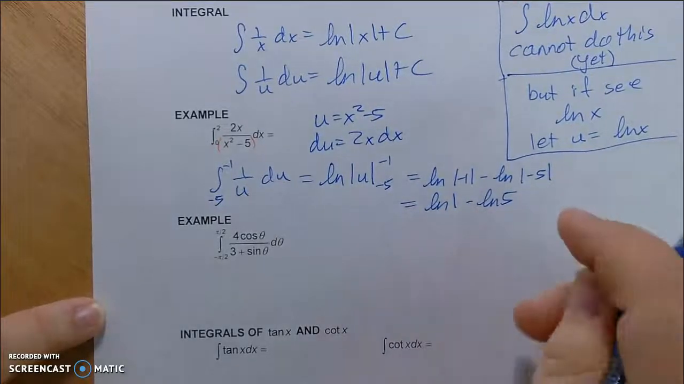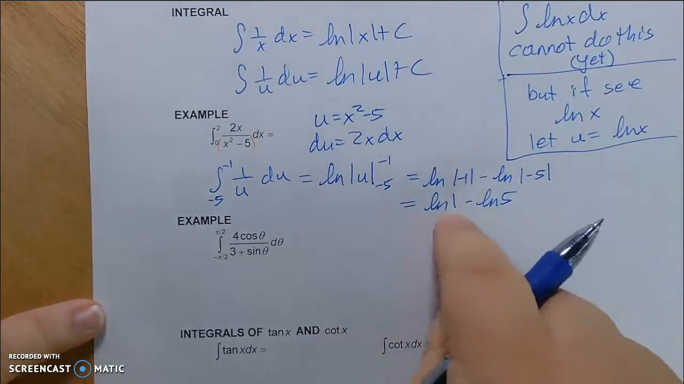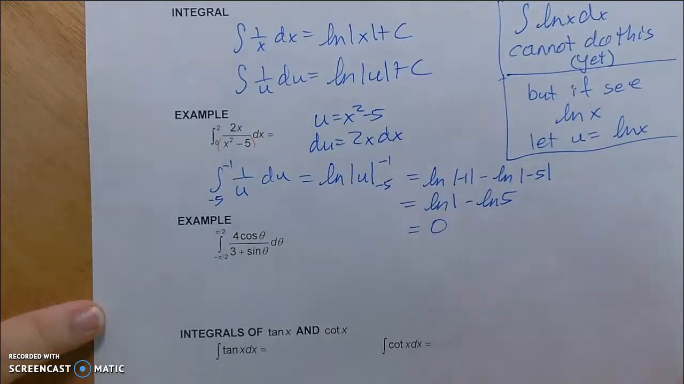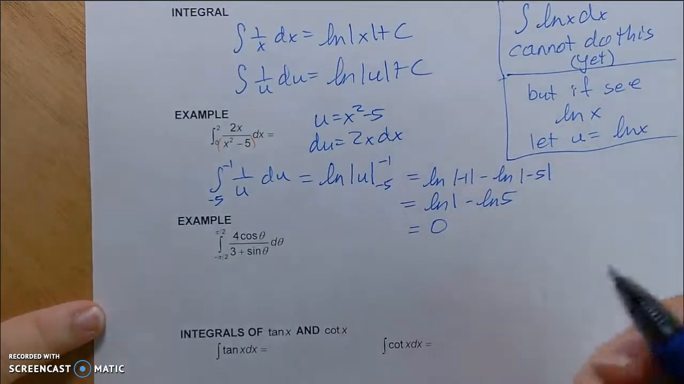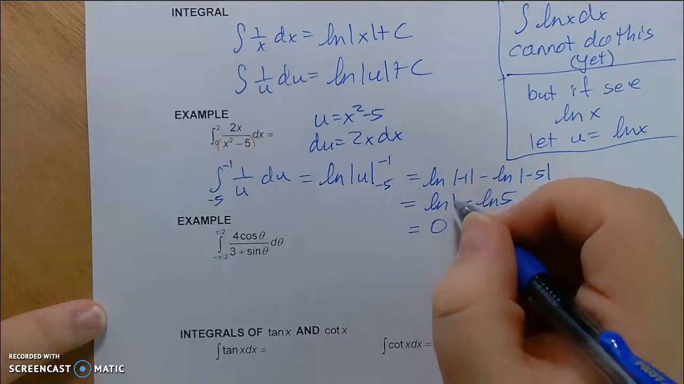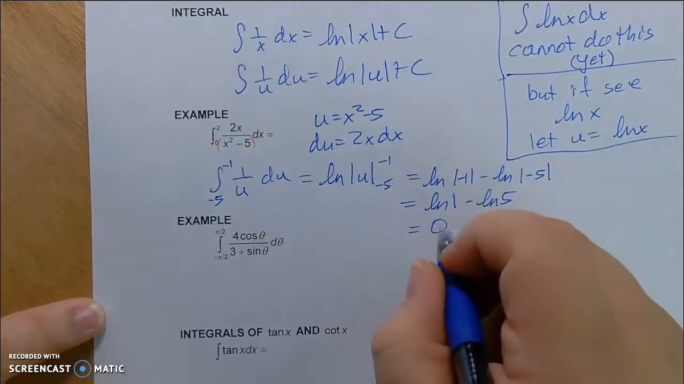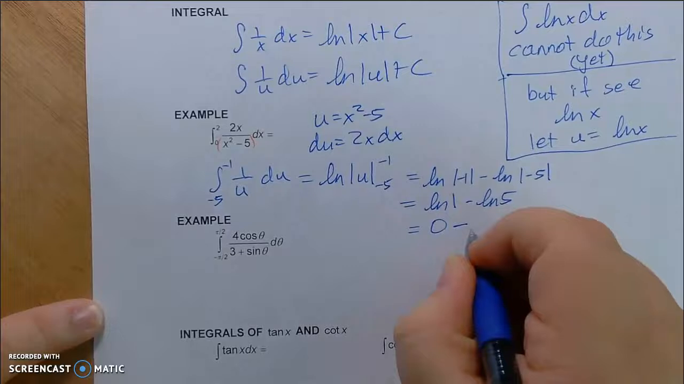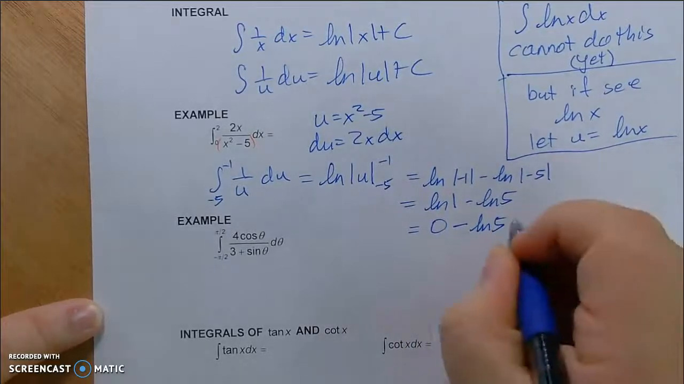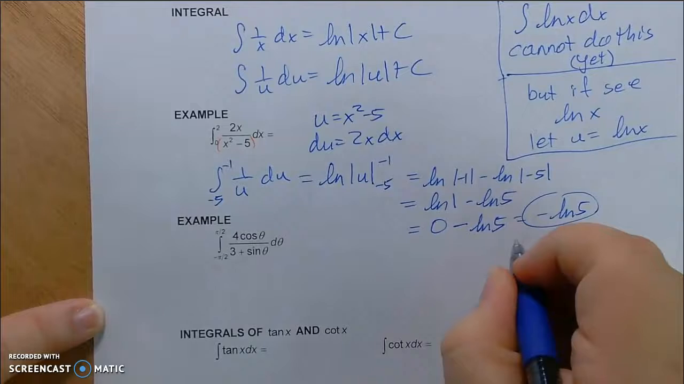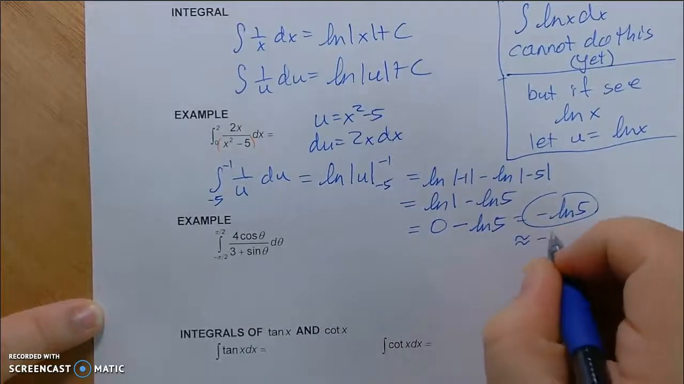The only one I really want y'all to make sure y'all have memorized is the natural log of 1 is 0. Because remember the definition, it's the integral from 1 to x. If we go from 1 to 1, that's a 0 area. So that's going to be minus natural log of 5. This is totally acceptable as an answer. You of course might find the decimal approximation.